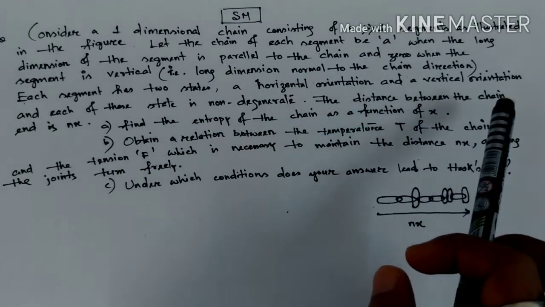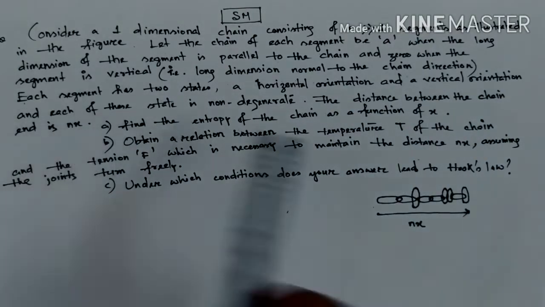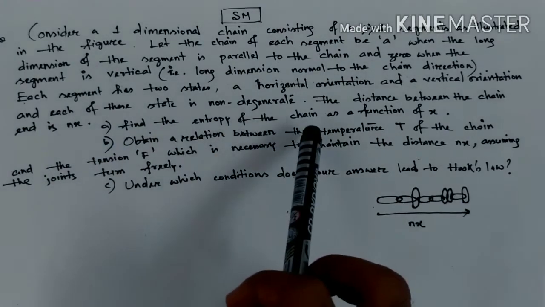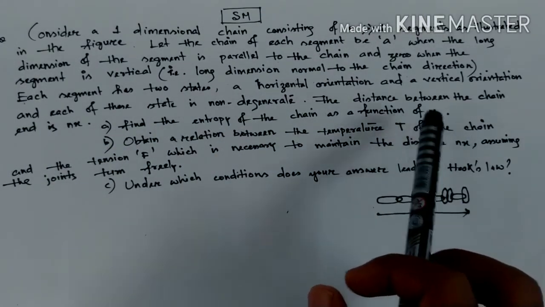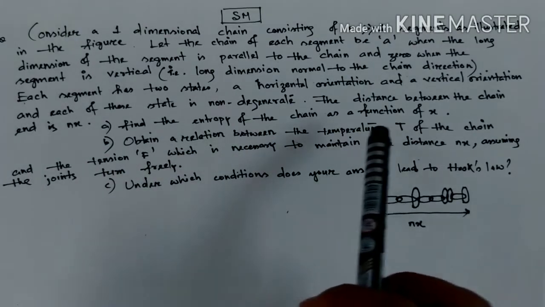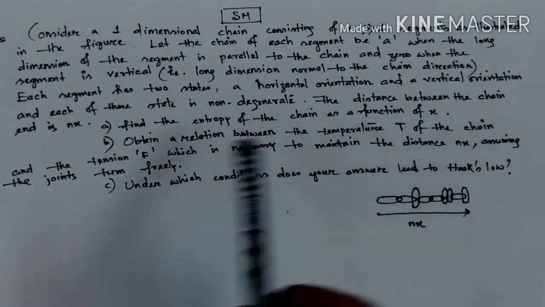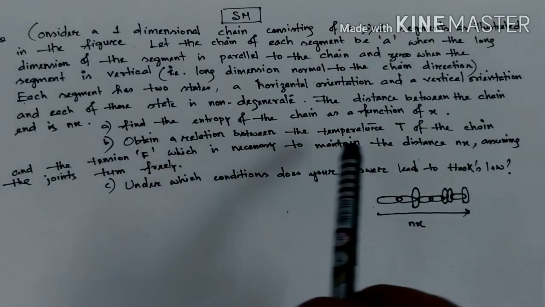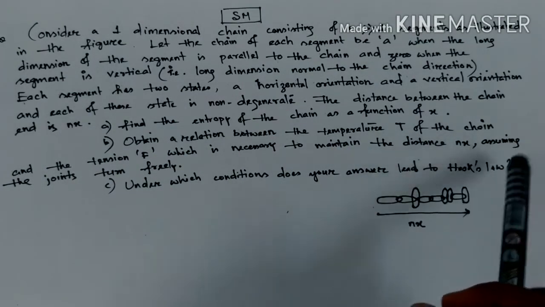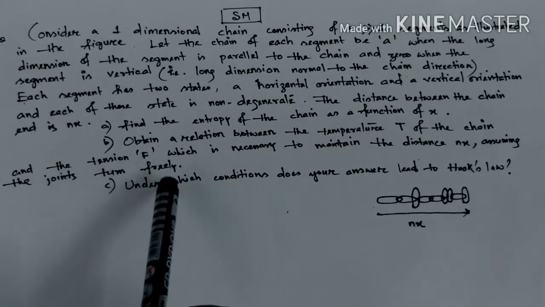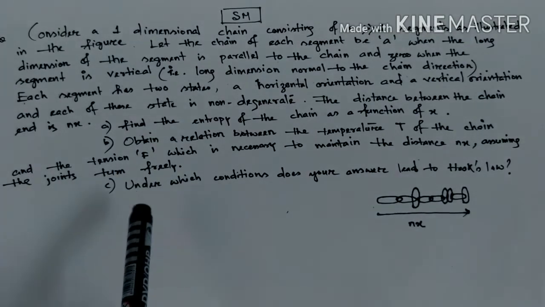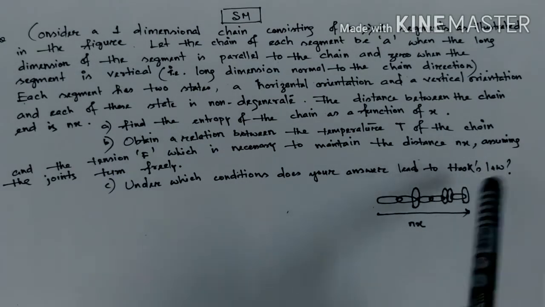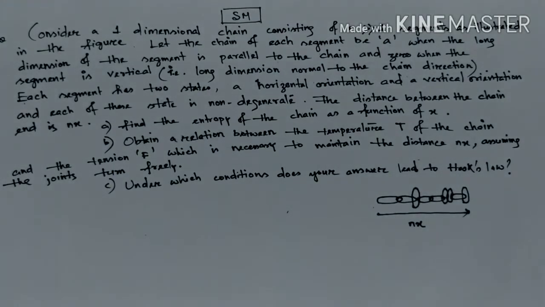The distance between the chain ends is nx, that means the length of the chain is nx. Then we have to find the entropy of the chain as a function of x. Second, obtain a relation between the temperature T and the tension F, which is necessary to maintain the distance nx, assuming the joints turn freely. The third one is, under which condition does your answer lead to Hooke's law? So this is our question.